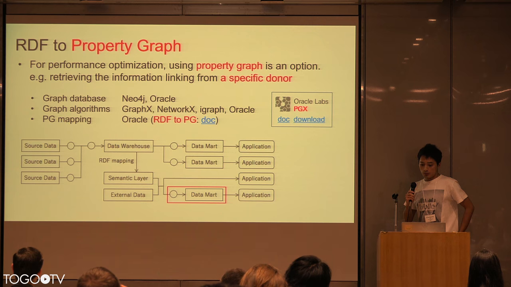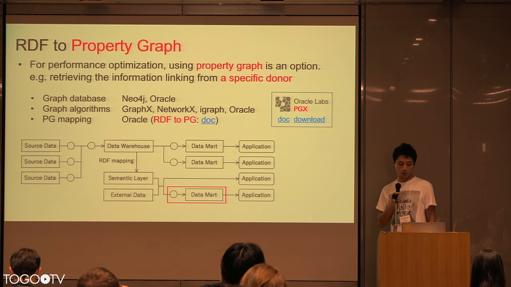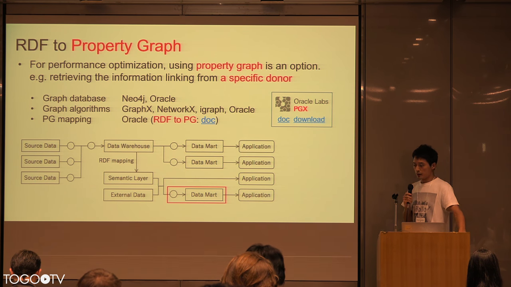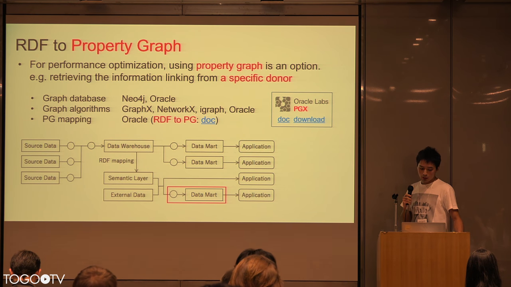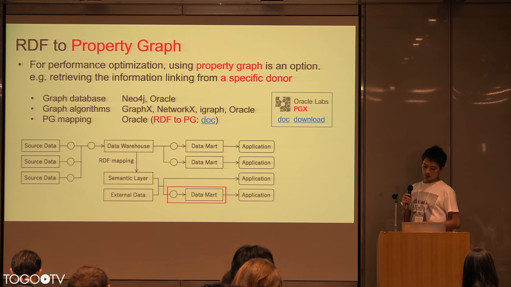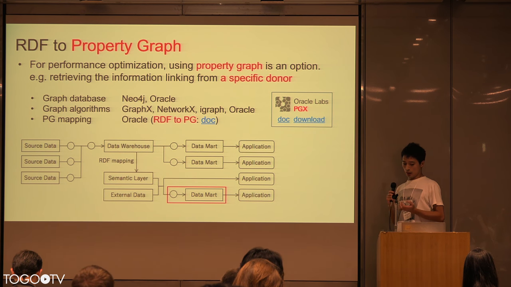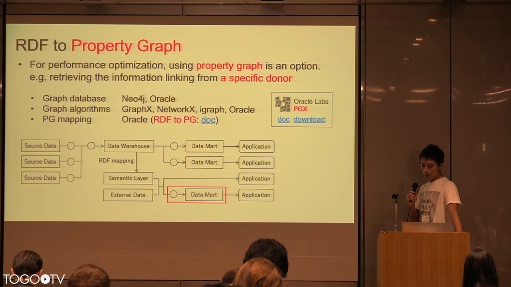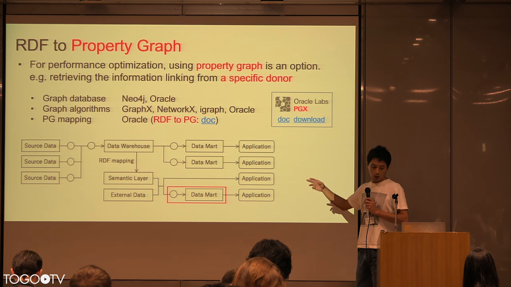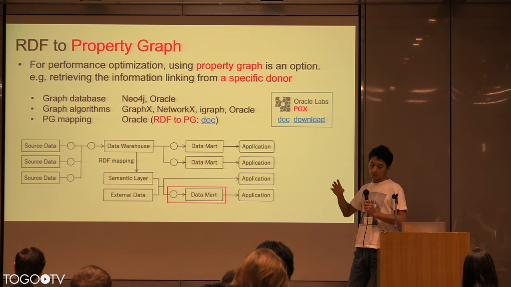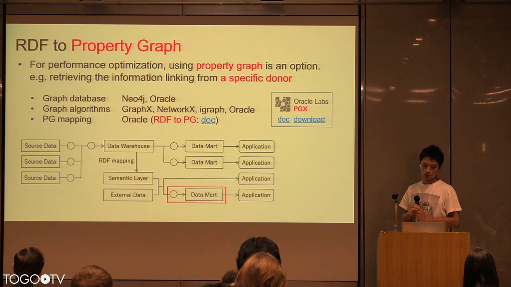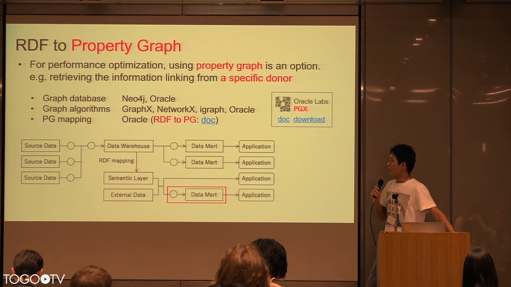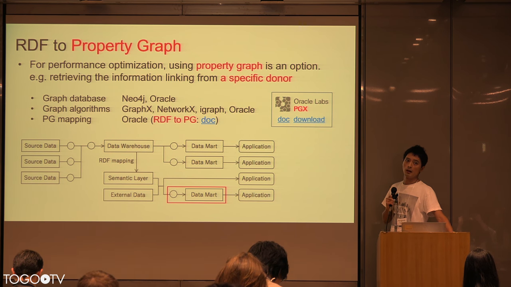Additionally, I am interested in using a graph database for graph-based queries, such as queries and ID mapping, etc. So for performance optimization, using a property graph, which is the same as a graph database, is quite a unique option. And for retrieving information, for example, retrieving resources linking from a specific donor, the traversing operation of a graph database should be optimal. So for this, using a graph database, Neo4j and Oracle graph database can be options.